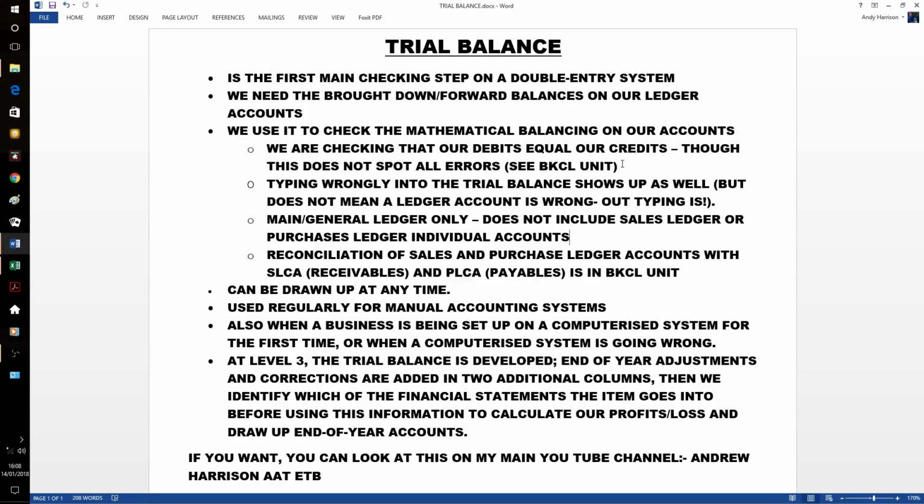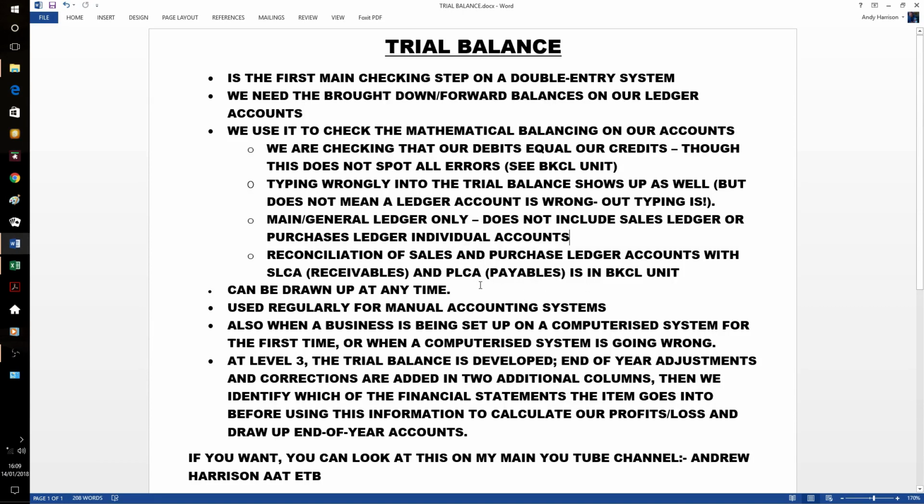Typing wrongly, in other words an error of transposition, into the trial balance will show up as well, but of course remember this is our typing that's wrong, not our ledger accounts. It applies to main or general ledger accounts only, so we're not including sales ledger or purchases ledger accounts, in other words not the individual accounts of our customers and suppliers. These will be reconciled with our control accounts in bookkeeping and controls units.